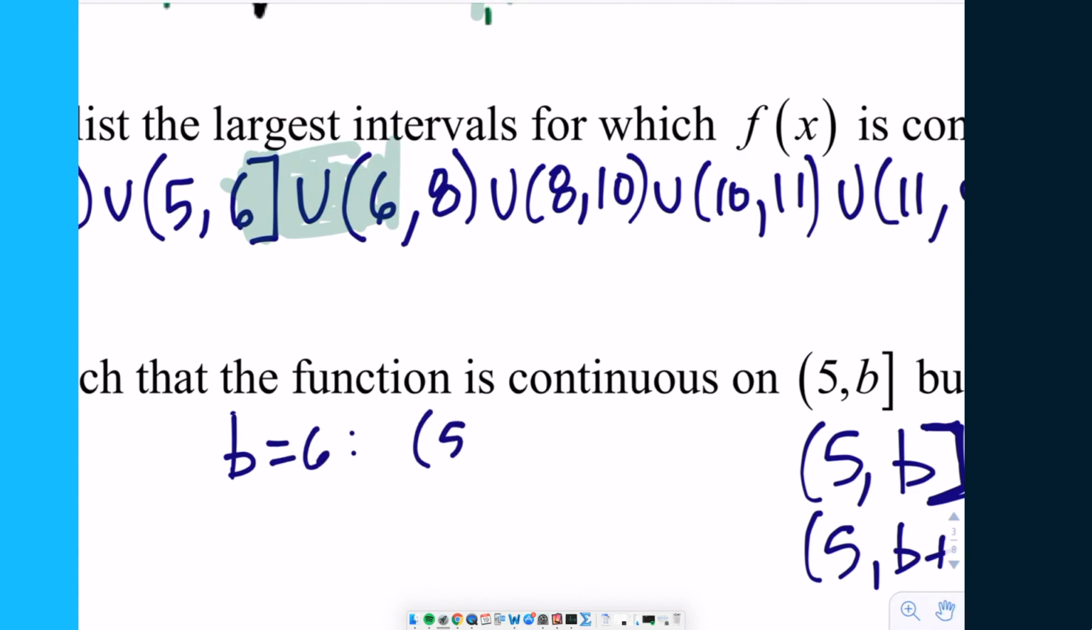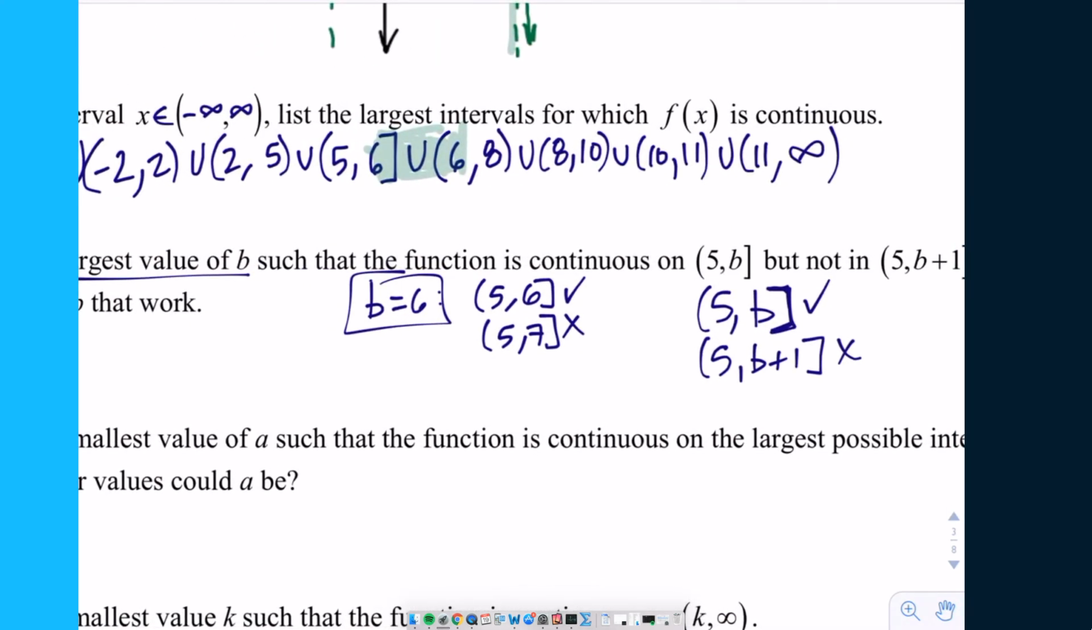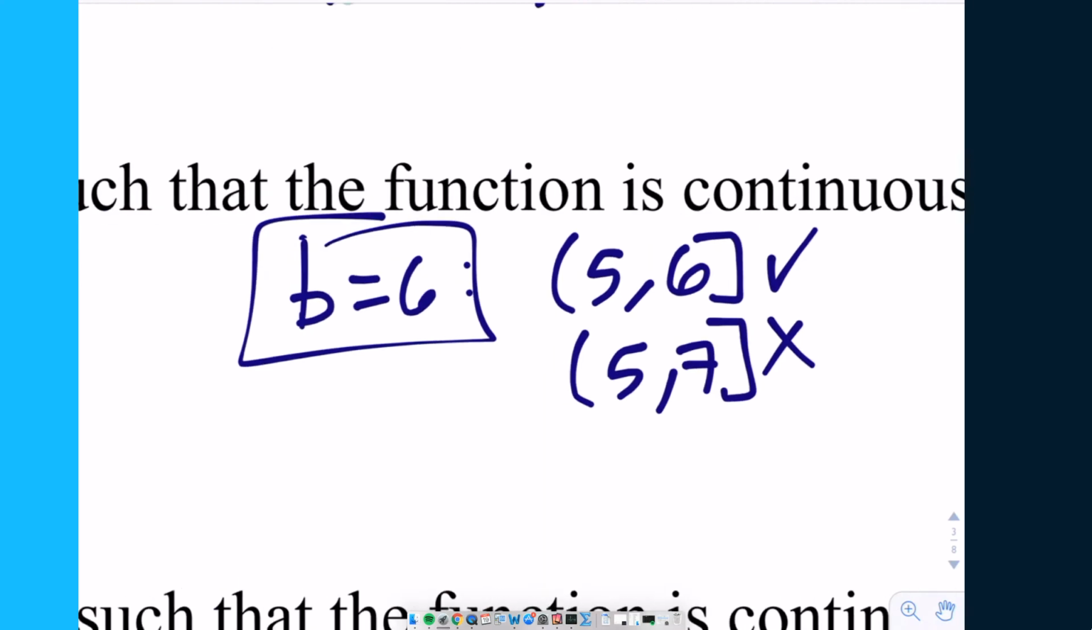Because it would be continuous from 5 to 6, that would work, but then it would fail from 5 to 7, because, again, the jump at 6. So that would be the answer to the largest value of B, but now it says to list all the possible values of B that work. Well, all the possible values of B that it could be. Now, if 6 is the upper bound, we're going to list it as an inequality rather than interval notation, because this is where it gets confusing.